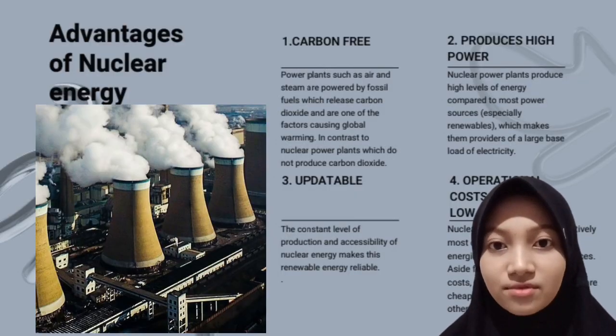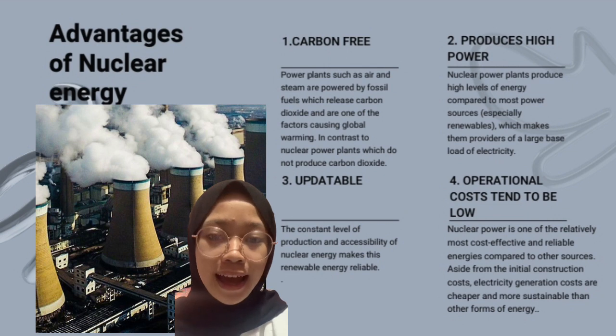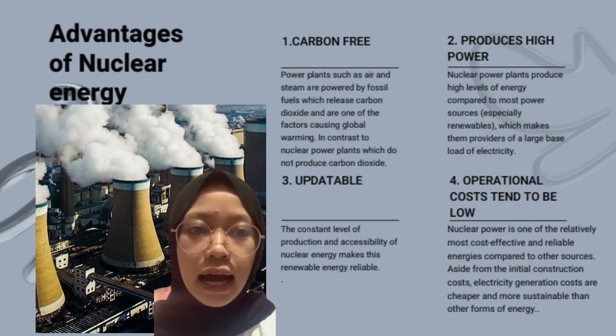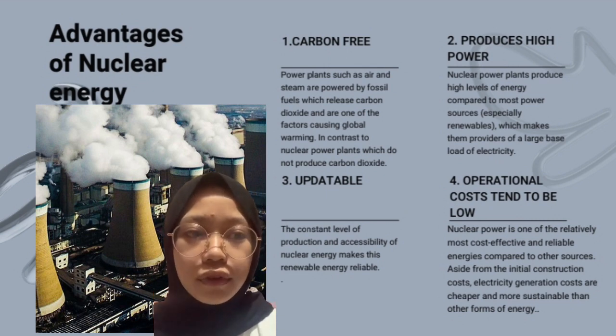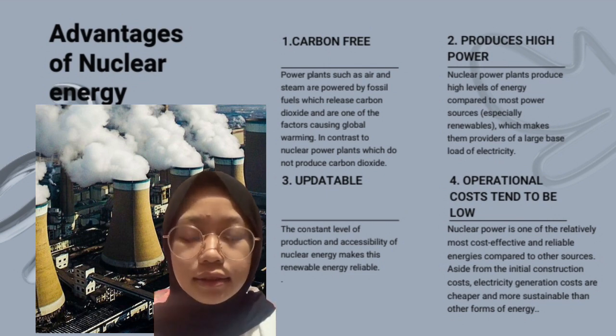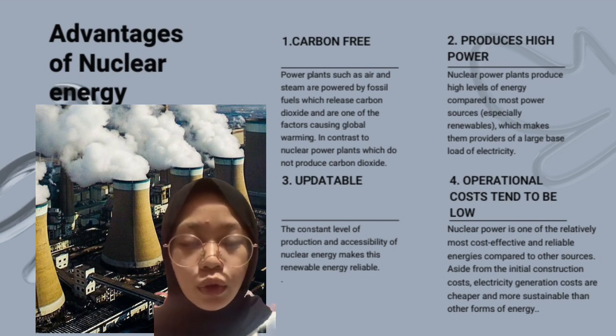Next, the advantages of nuclear power plants. Number 1 is carbon free. Power plants such as gas and steam are powered by fossil fuels, which release carbon dioxide and are one of the factors causing global warming. In contrast to nuclear power plants, which do not produce carbon dioxide.